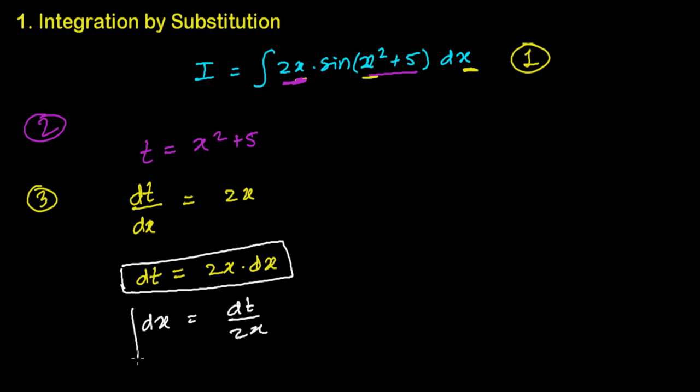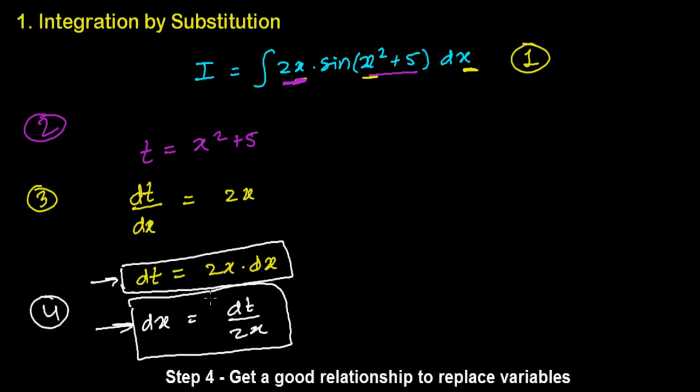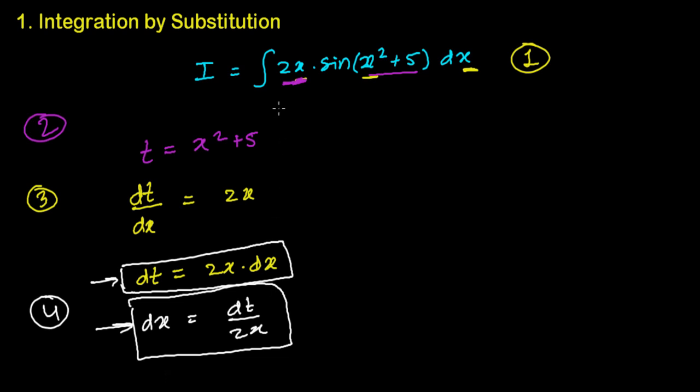That's your wish, how you want to represent it. It depends on you whether you write in this way or in this way. That's your way. So that's our fourth step: get a relationship. I got a relationship now to replace very well.